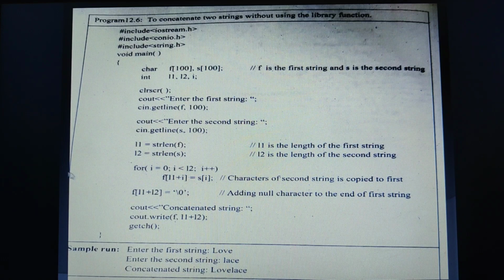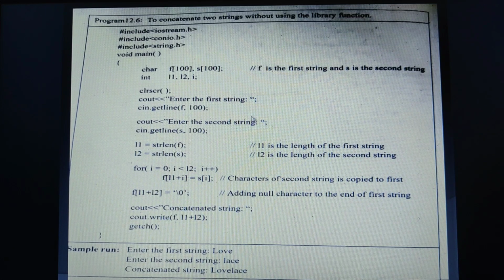By using the for loop we are going to concatenate the two different strings. Look at the output here. Enter the first string. The first string we have entered here is love and the second string we have entered is lace. So when we concatenate we get Lovelace. The same topic we had discussed, but with a built-in function. Now this is a program where I am not using the built-in function string concatenate.